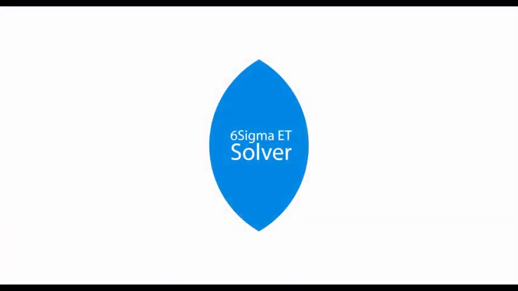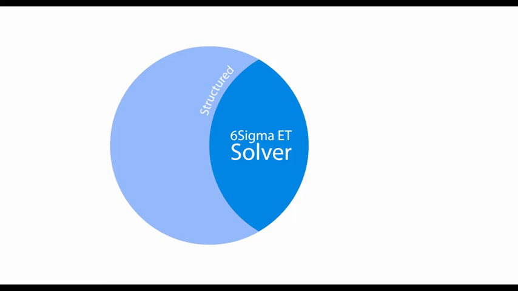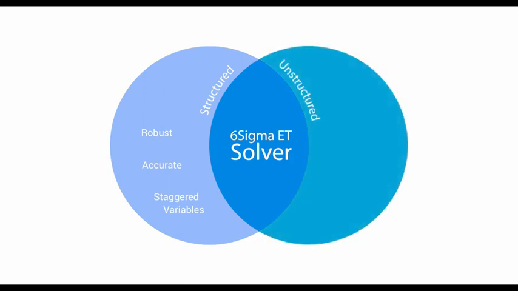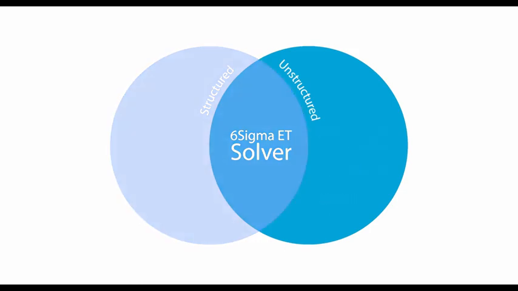Six Sigma ET uses a multi-level, unstructured, staggered grid. This method utilizes typical structured grid advantages such as robustness and accuracy through staggering of variables, and combines it with the traditional advantages of an unstructured grid. This allows us to generate a grid that solves at lightning speed with unprecedented scalability.